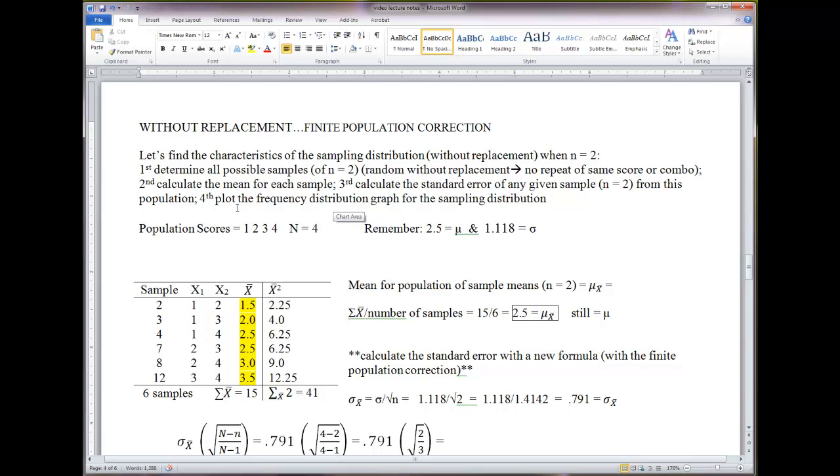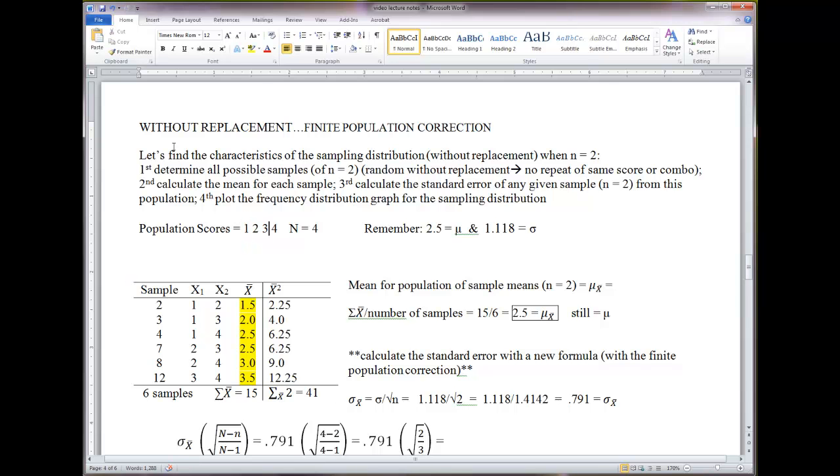And so, again, you can't have a sample with the same person twice if we're assuming that these scores represent scores for 4 different people, because it's without replacement. So, for instance, whenever we sample this person, we can't sample them again within the same sample. They're out of the running. They're out of the population. So we can't have repeats.